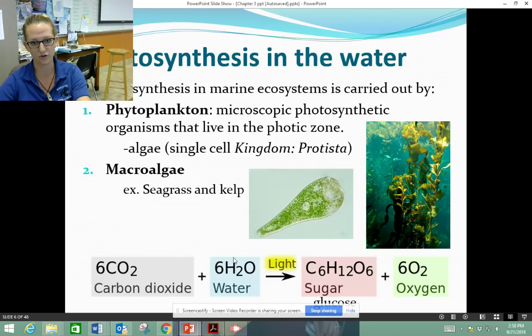And we have to know our full photosynthesis equation. 6 carbon dioxides plus 6 waters in the presence of sunlight yields 6 oxygen molecules and 1 glucose molecule. We have to know that formula. You have to know it in word form, so carbon dioxide plus water yields sugar and oxygen. You also need to know it in a molecular formula.